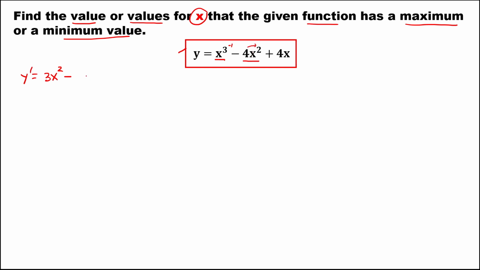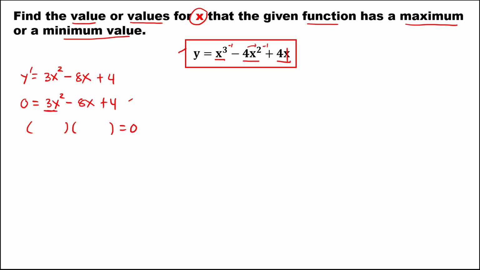So 4 times 2, this is 8, then x, minus 1 for the exponent, so to the power 1, then plus the derivative of 4x, so just drop this x, so this is 4. Then equate this to 0, so 0 equals 3x squared minus 8x plus 4. Then from this quadratic equation, we can use quadratic factoring to solve for x.